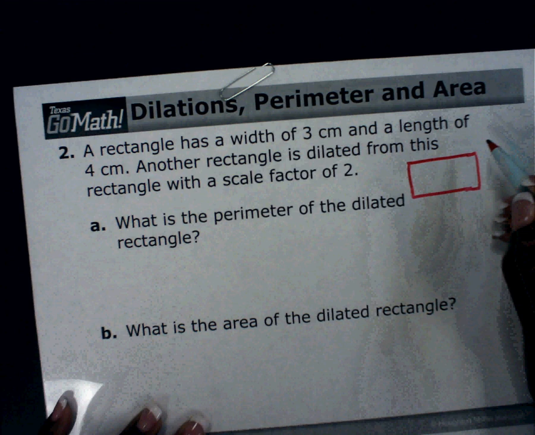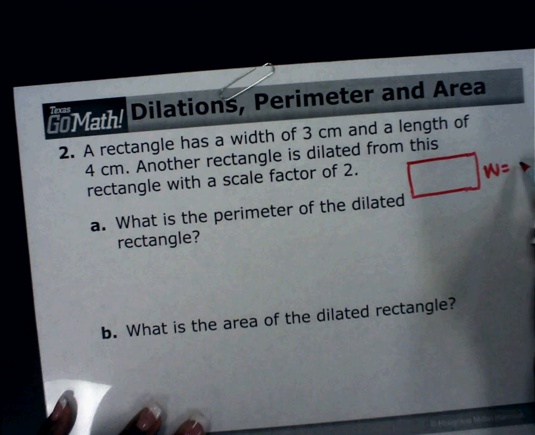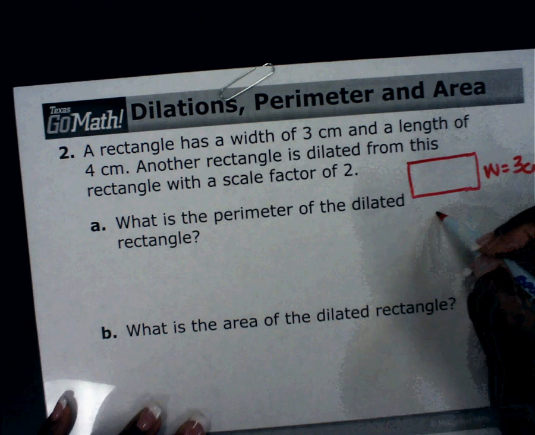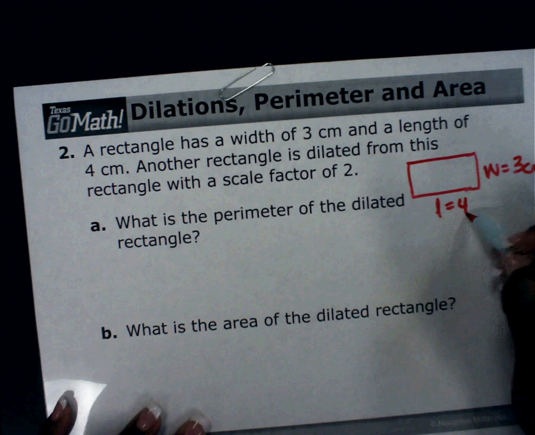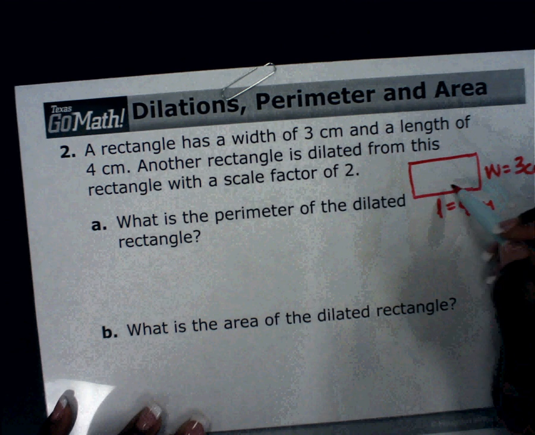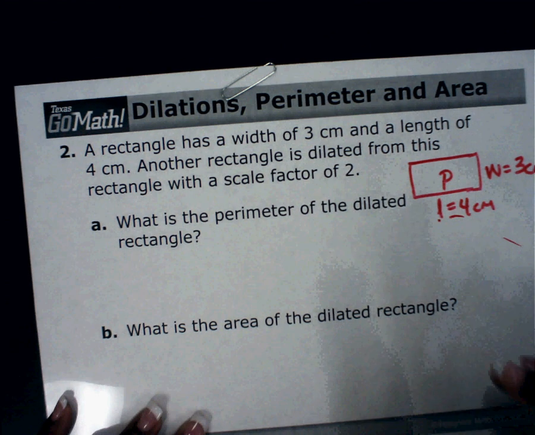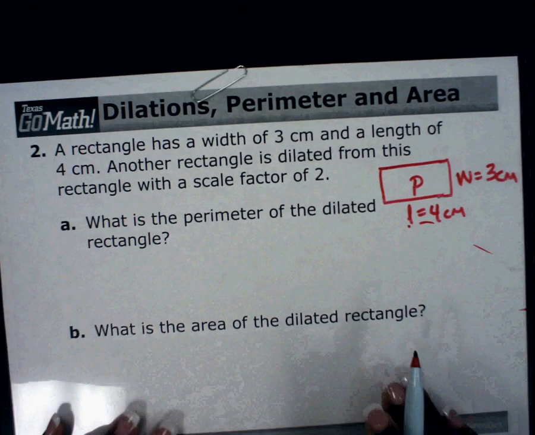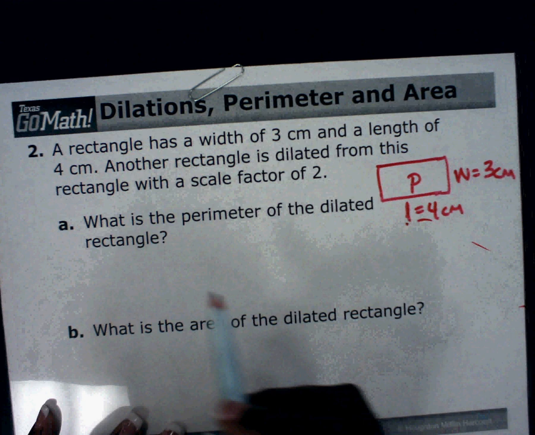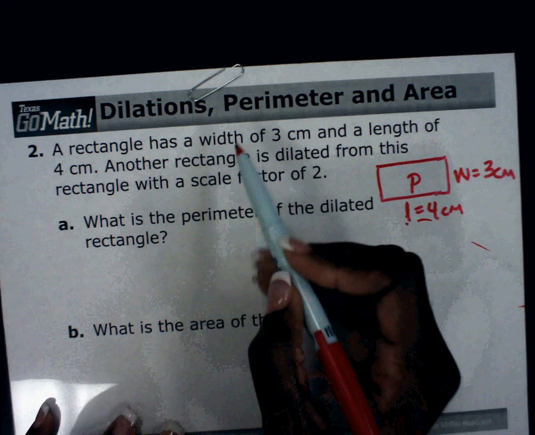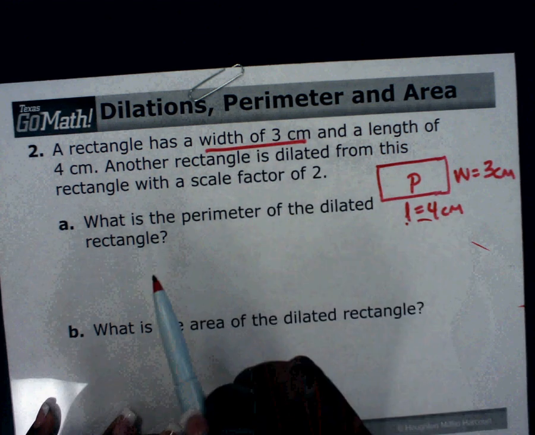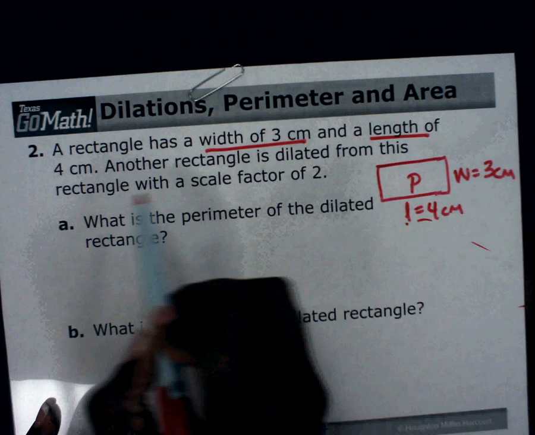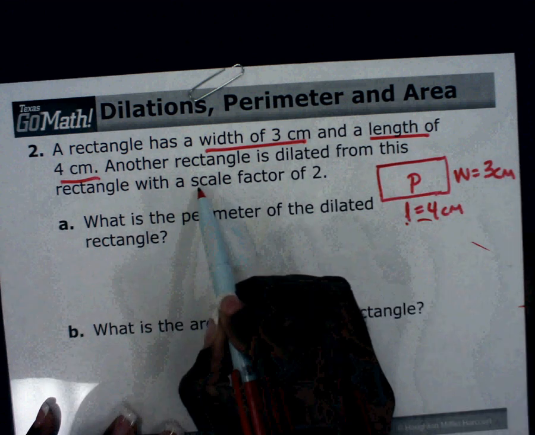Okay, so our width is 3 centimeters. Our length is equal to 4 centimeters. So this is going to be our P, or our pre-image. Okay, so this is going to be our pre-image. So now, to start off, 3 centimeters is our width, and then we have a scale factor of 2.